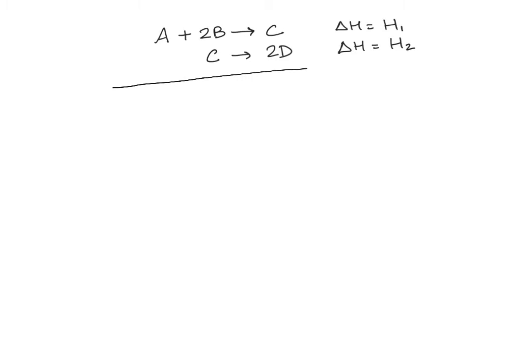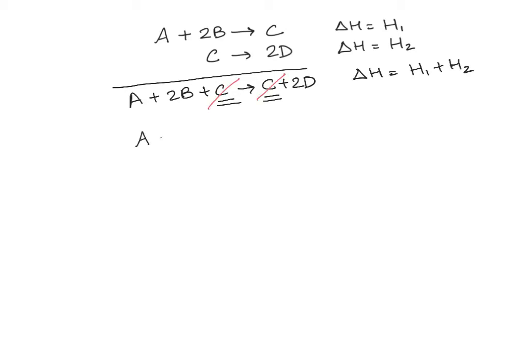If you add these two reactions, you get A plus 2B plus C yields C plus 2D, and delta H for this reaction would be H1 plus H2. In this case, C is found on both sides of the reaction, so it gets cancelled out. So A plus 2B yields 2D, and the delta H for this reaction is H1 plus H2. Because you added these two reactions, you will add the delta H numbers also.